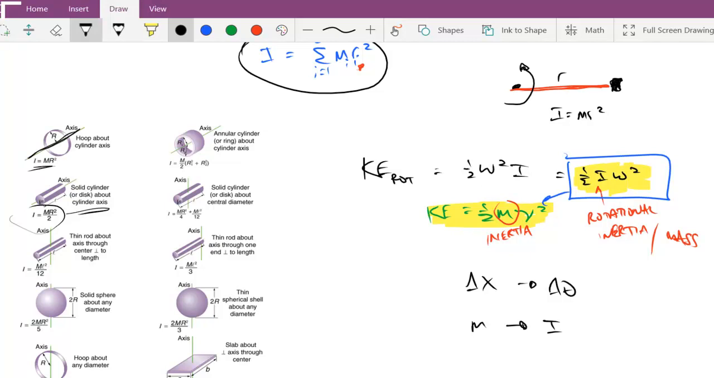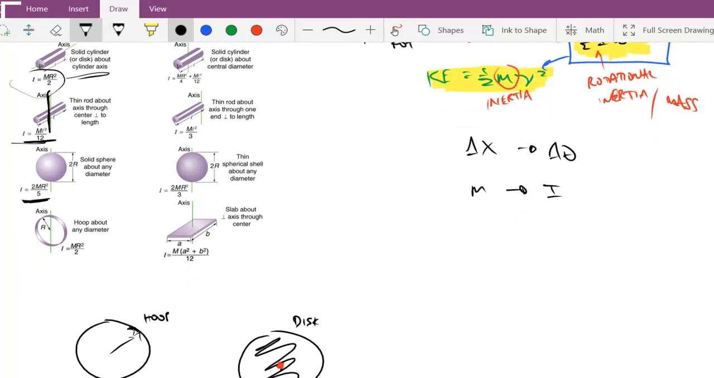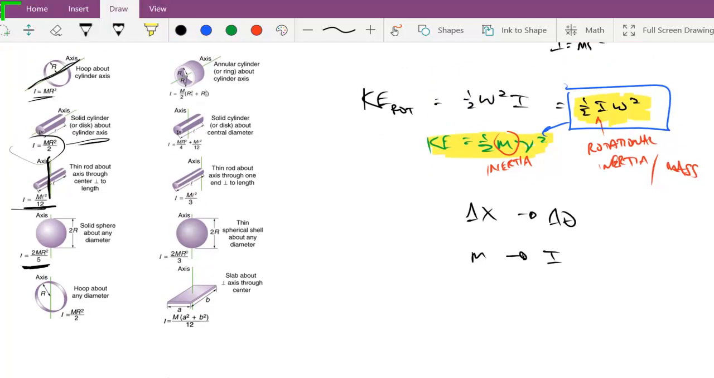Again, there's a whole lot of these. I won't go through all of them, but if we have a long, thin rod being rotated about an axis through the center like this, then the rotational inertia is 1/12 ml squared. If we have a solid sphere rotating about any of its diameters, the rotational inertia is 2/5 mr squared. If we have a hoop rotating about a diameter, this is different than a hoop rotating about its axis through the center, which was the one up here at the top.